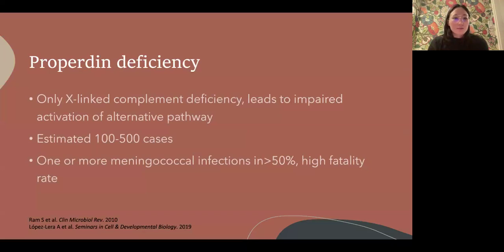So, yes, we will talk about properdin deficiency. The important thing to know is that it's the only X-linked complement deficiency. And of course, it leads to an impaired activation of the alternative pathway. There have been 100 to 500 cases, and most of these patients have had at least one meningococcal infection.